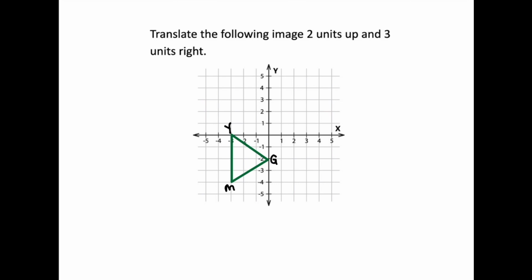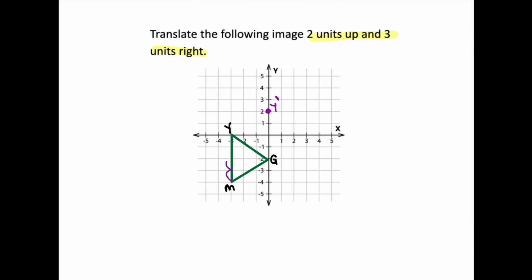Let's go through a translation problem together. This says to translate the following triangle 2 units up and 3 units right. We're going to take each point and go up 2 units and then to the right. Let's start with the Y. We're going to go up 2 units and then to the right 3 units. Now we have our new position for our Y. When we plot the point, we're going to put this little dashed line in the right-hand corner. That means Y prime.